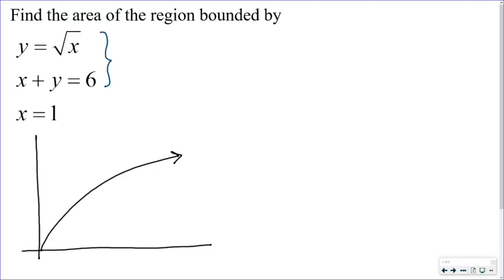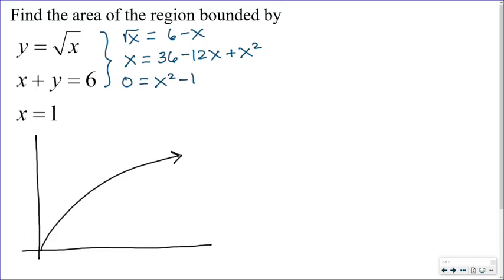So I have root x equals 6 minus x. Let's square both sides. And I have x equals 36 minus 12x plus x squared. So then I have 0 equals x squared minus 13x plus 36. That's x minus 9, x minus 4, and I have x is 9 and 4.